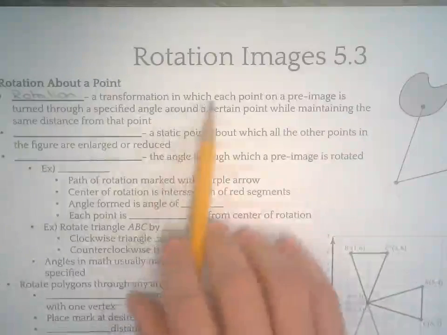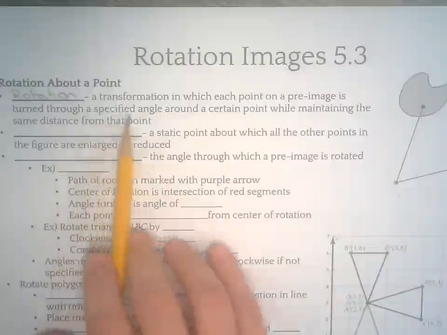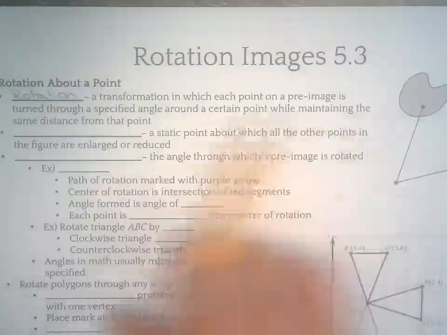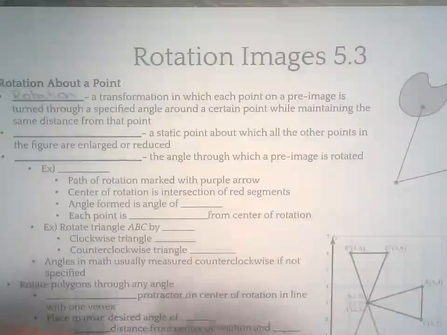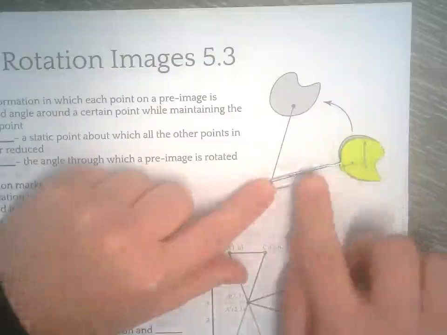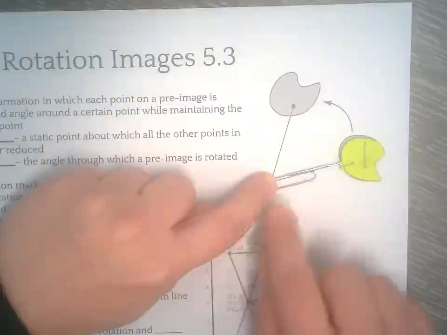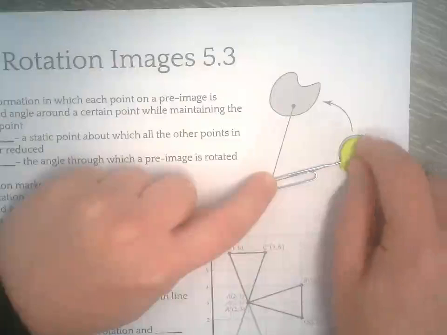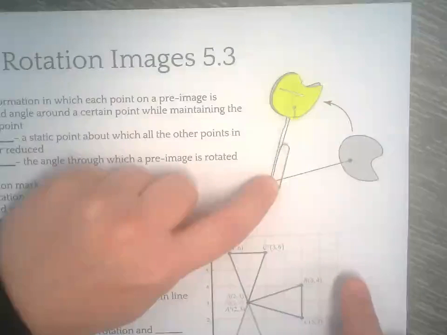Rotation is a transformation in which each point of a pre-image is turned through a specific angle around a certain point while maintaining the same distance from that point. What does that mean? It doesn't matter what you're rotating, you're turning through a specific angle. So with my super high-tech device over here, the point of rotation right there stays there. This is my super duper image that I'm going to rotate.